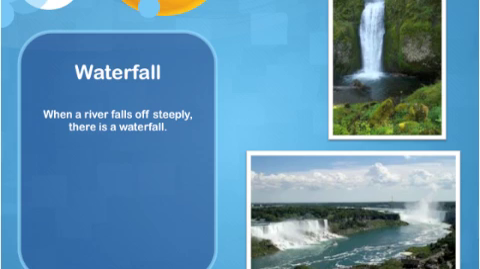Okay guys, let's talk about waterfalls. A waterfall happens when a river falls off a ledge or something steeply. So waterfalls can be big or small. We see the small one in the top picture and the larger one in the bottom picture. The bottom picture is actually Niagara Falls, which is in North America.